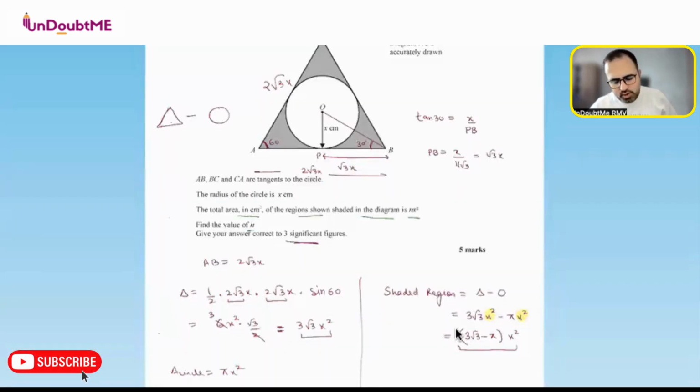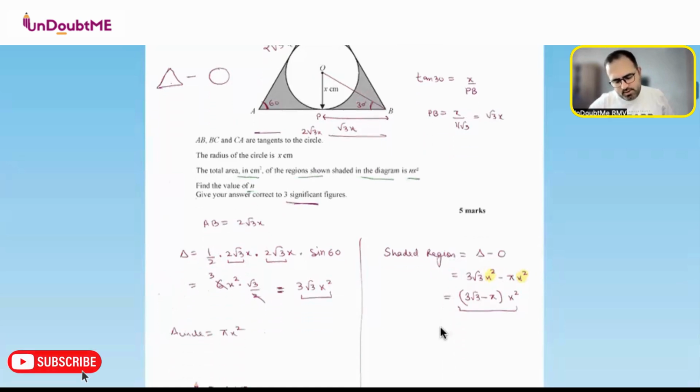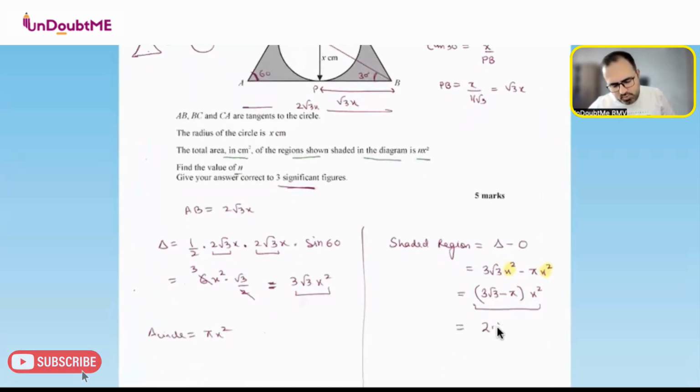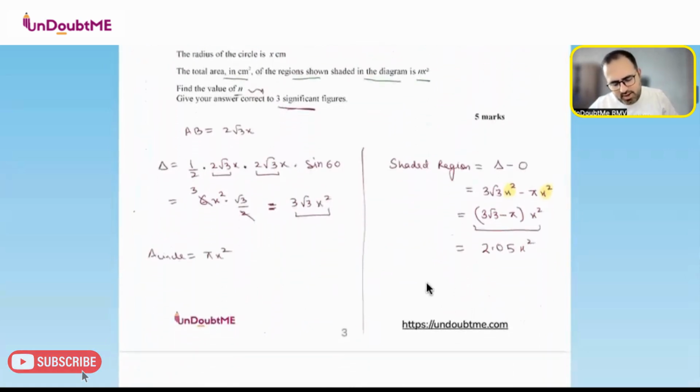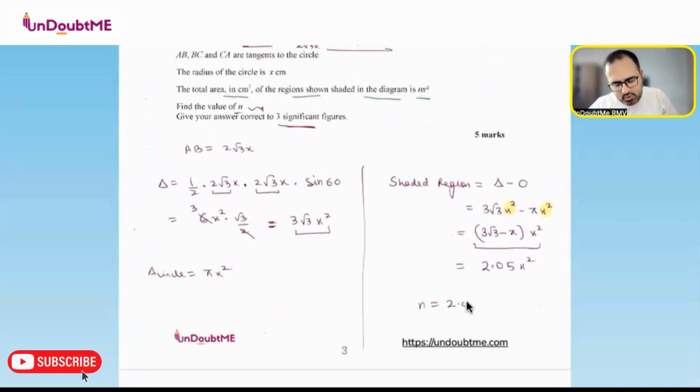So when you will solve this, this will come out to be 2.05 x square. This is a value up to 3 significant figure. So the answer is find the value of n. Final answer will be n is equal to 2.05.